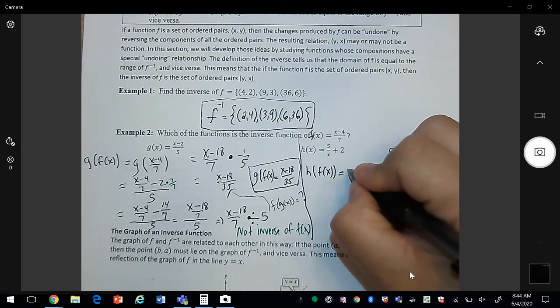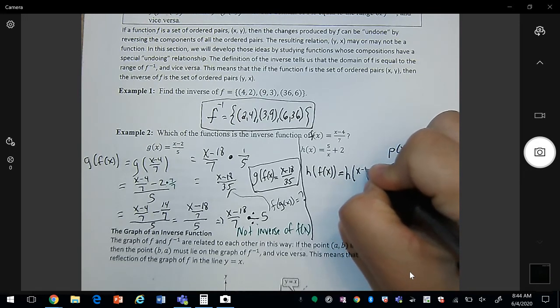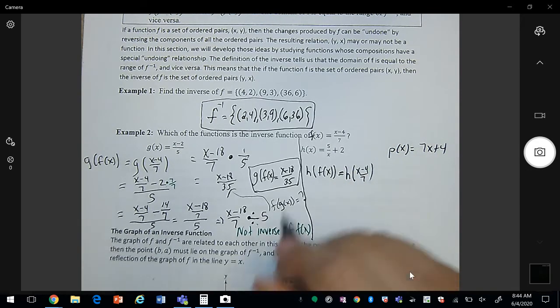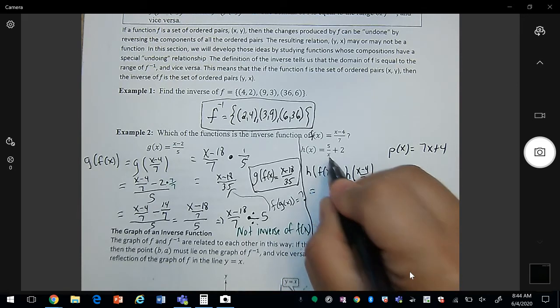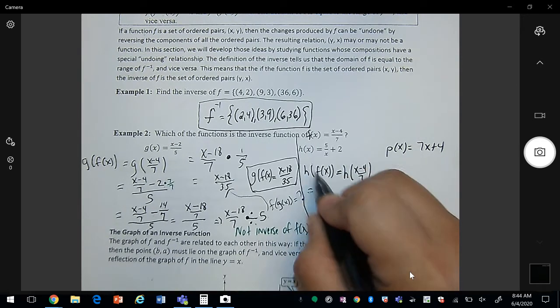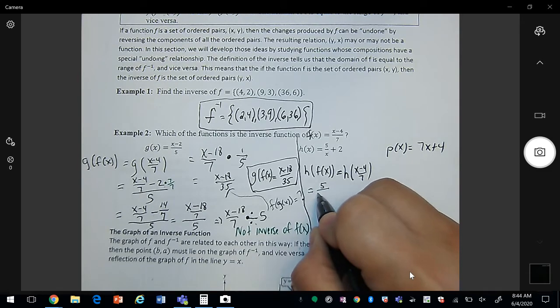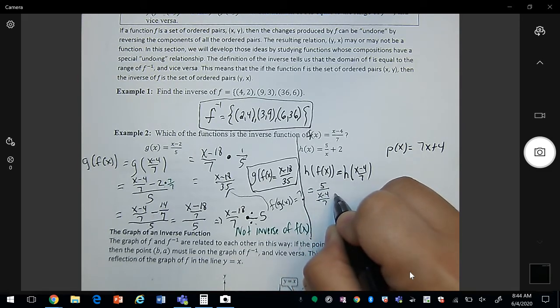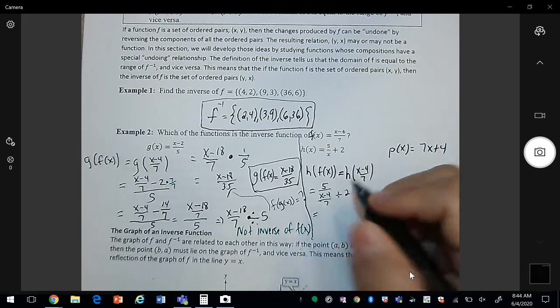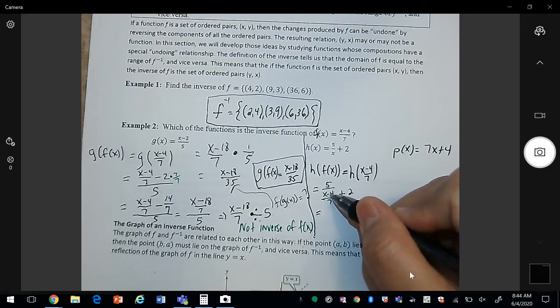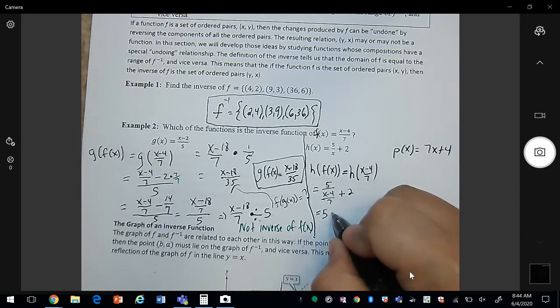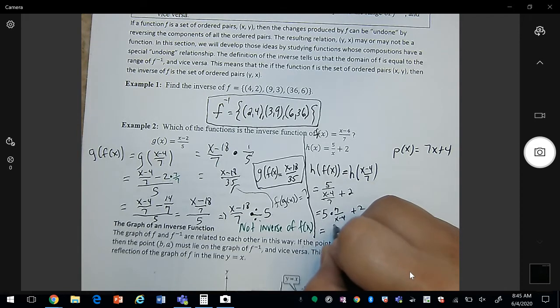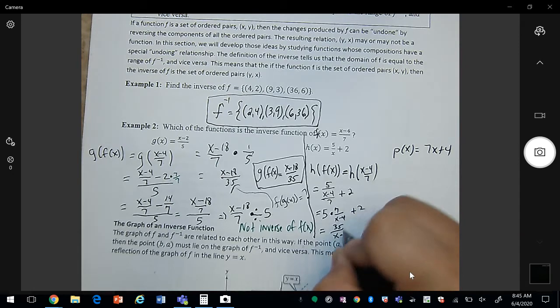So I'm going to plug in f of x here. So I get h of x minus 4 over 7. And anywhere I see an x, I'm going to plug in what's in the parentheses for h. So we get 5 over (x minus 4 divided by 7) plus 2. I'm going to take care of this here by dividing. So 5 divided by (x minus 4 over 7) is the same as 5 times 7 over x minus 4. So we get 35 over x minus 4 plus 2.